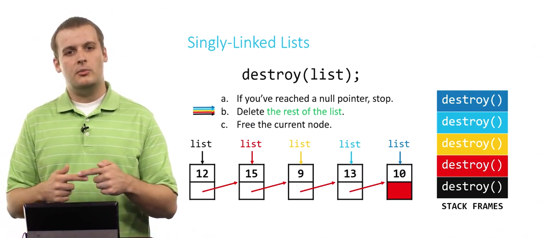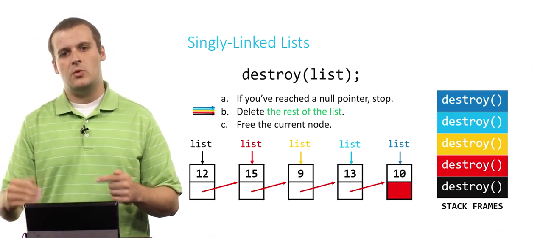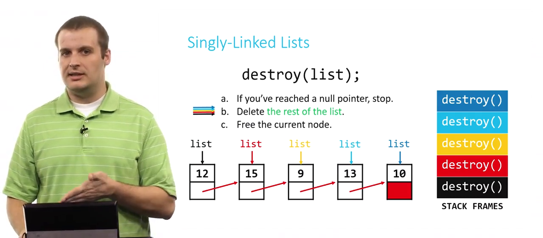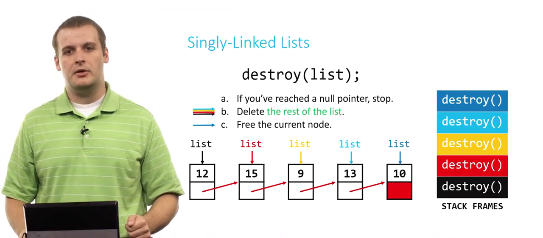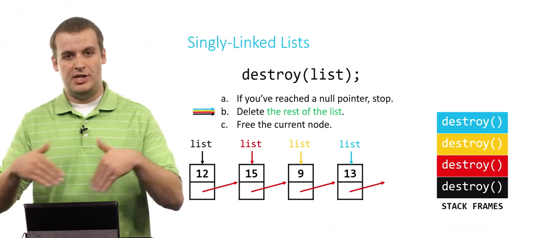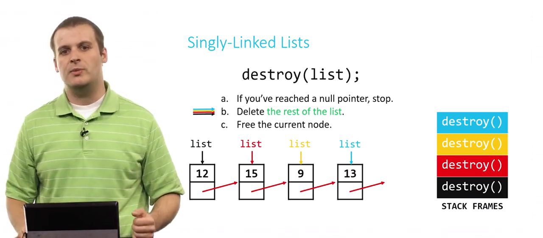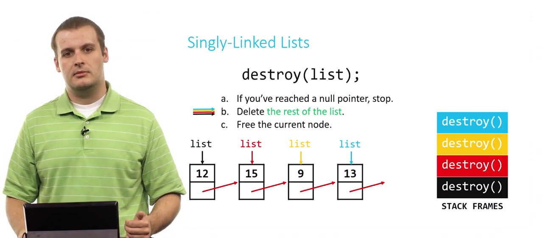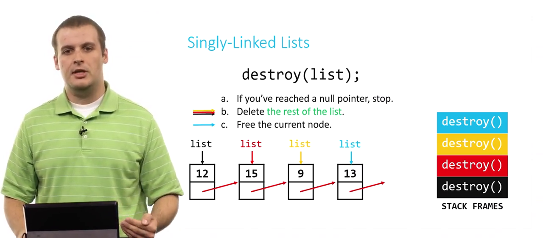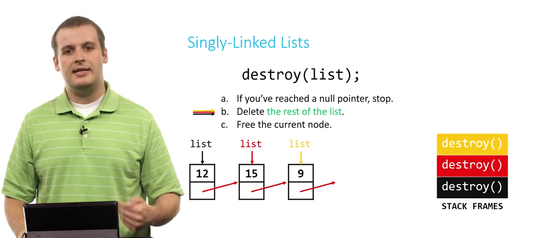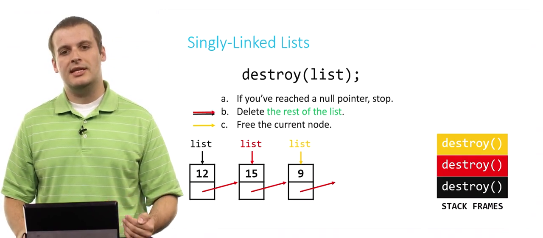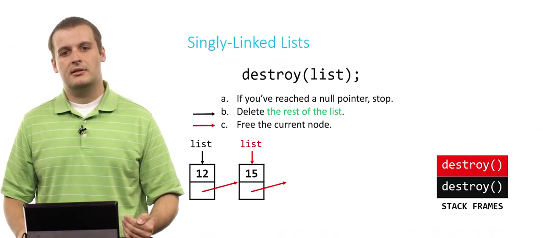And we pick up where we left off with the next highest one, which is this dark blue frame here. So we pick up right where we left off. We deleted the rest of the list already. So now we're going to free the current node. So now we can free this node. And now we've reached the end of the function. And so that function frame is destroyed, and we pick up at the light blue one. So it says, I've already done deleting the rest of the list. So free the current node. And now the yellow frame is back on top of the stack. And so as you see, we're now destroying the list from right to left.